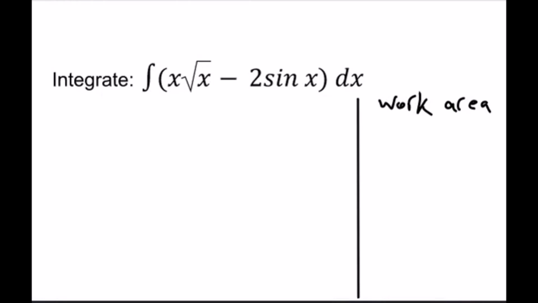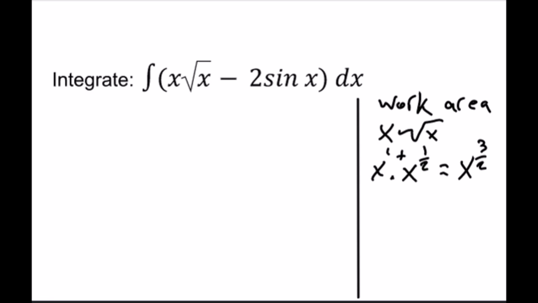Evaluate the indefinite integral of x square root of x minus 2 sine x dx. So in order to solve this question, first we need to get rid of the square root. So let's go to the first part, which is x square root of x. X is to the power of 1 and square root of x is x to the power of 1 over 2. So we have a rule, when x is multiplied by x, we just add the power. So you'll get x to the power of 1 plus 1 over 2, which equals x to the power of 3 over 2.